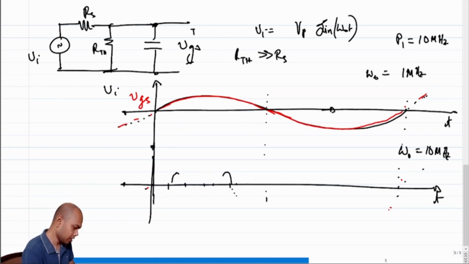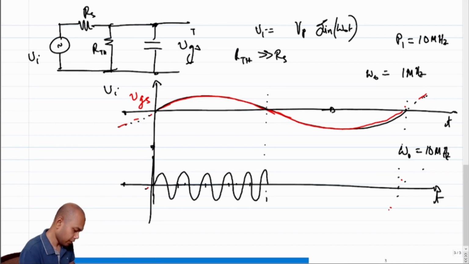Sorry, I think I made a mistake. My drawing is pretty bad here. So you have to break this up into 5 cycles, 5 parts. So this is 1 part, this is 2 part, 3 part, 4 part, and this 5 part. So 1, 2, 3, 4, 5, right? Still doesn't look good, but you get the idea. Okay, so this is the input.